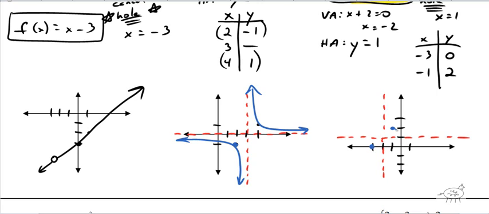Notice, math fans, these are kind of on opposite corners. I guess it could happen otherwise, but a lot of times it's on opposite corners. But that's why you plot a couple points to see where it's at. Okay, it's never going to be on two of the same side because it wouldn't be a function anymore.